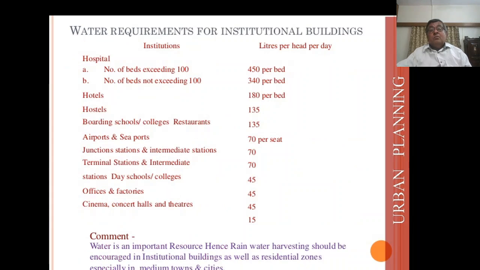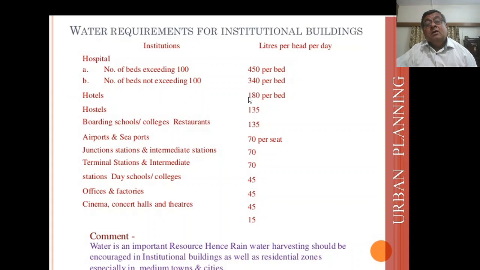Now, water requirement for institutional buildings. We will see the type of institution and demand, that is liters per head per day, or liter per capacity per day, or liter according to the criteria. So hospital, number of beds exceeding 100 beds, so 450 per bed should be supplied per day. Now number of beds not exceeding 100, 340 liters per bed should be supplied to the hospital.